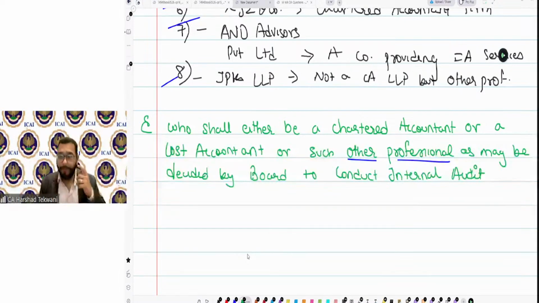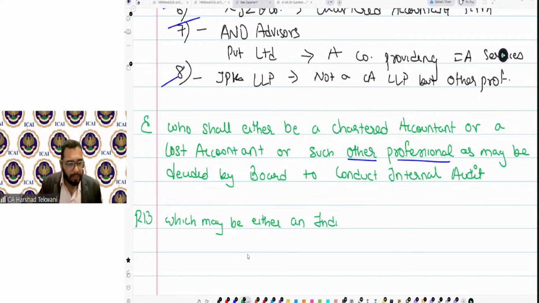Now, if I talk about Rule 13, it says that the following class of company shall appoint an internal auditor, which may be either an individual, or a partnership firm, or a body corporate.